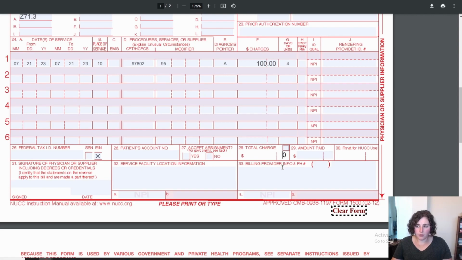Now 32 and 33, so the service facility location information. If you're doing in person, you would need to indicate the service location, the billing provider information. For this section here, you would want to indicate your phone number, your information, so your address, your NPI, licenses as well would be in this section.